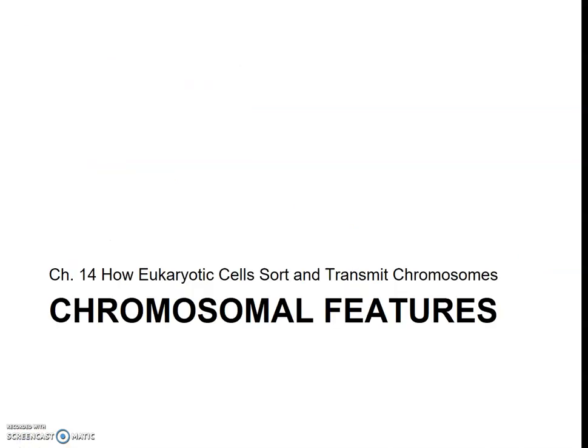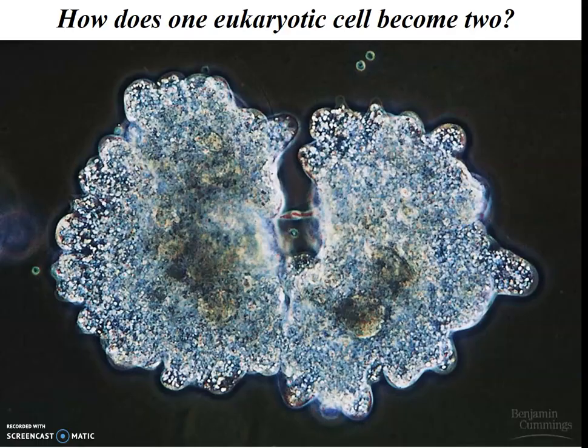So this mini video is just on chromosomal features. Just to give you context, what we're talking about is when we have a cell and that single cell is going to become two cells. And we're focusing just on eukaryotic cells. We're not going to talk about binary fission, which takes place in prokaryotes. But again, we want to focus on what's happening and what's required when one cell becomes two cells.